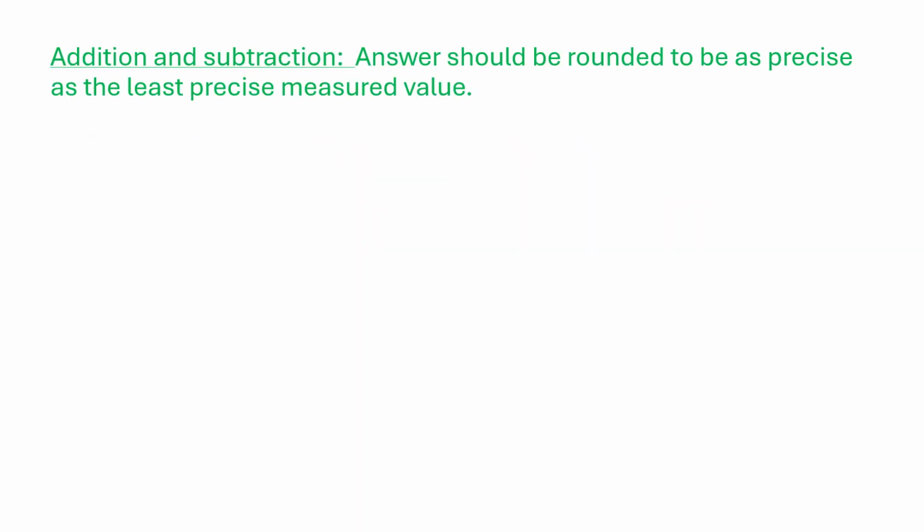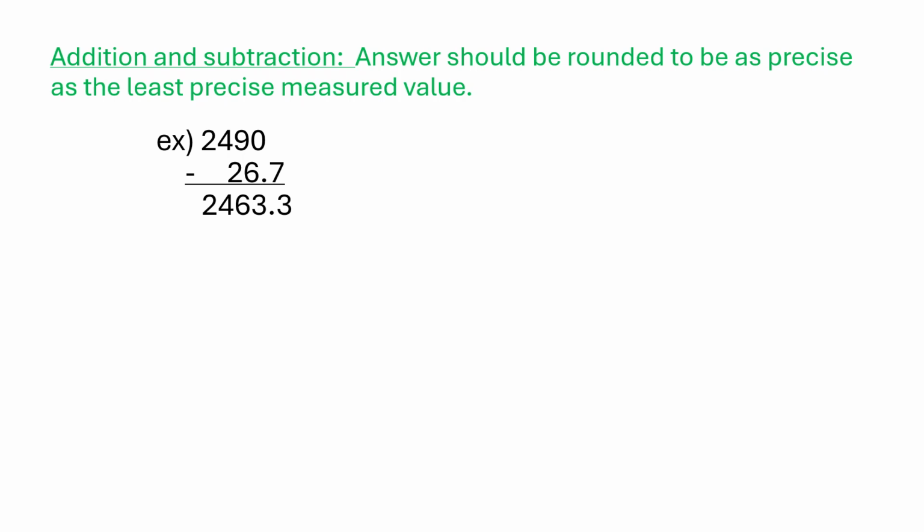The other rule that is important is addition and subtraction. We will sometimes do this. This is a little different. We're not counting up sig figs this time. We're going to say the answer should be rounded to be as precise as the least precise measured value. So for example, if we subtract 2,490 minus 26.7, our raw answer, unrounded, would be 2,463.3.